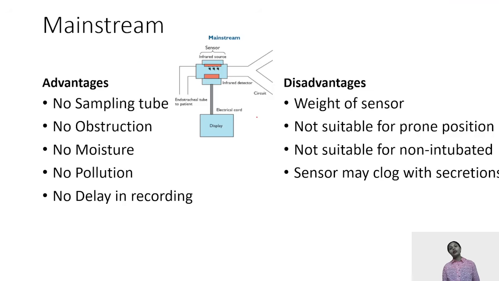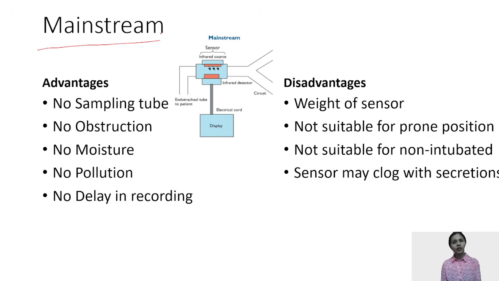Next, we come over to what kind of sensors we have in capnography. See, when we talk about these sensors, mostly questions don't come from the type of sensors or the details about the sensors. I'll be dealing with the sensors very briefly. There are broadly two types of sensors we have. One is the mainstream sensor.